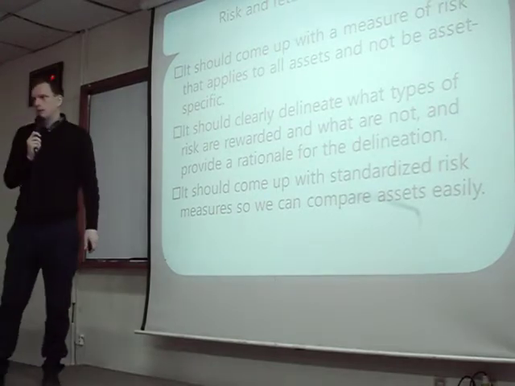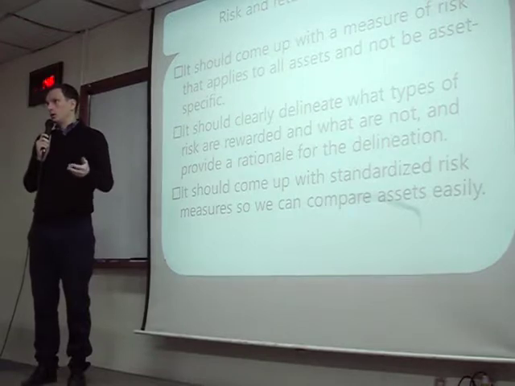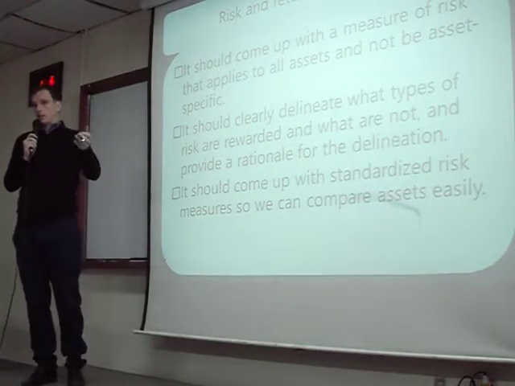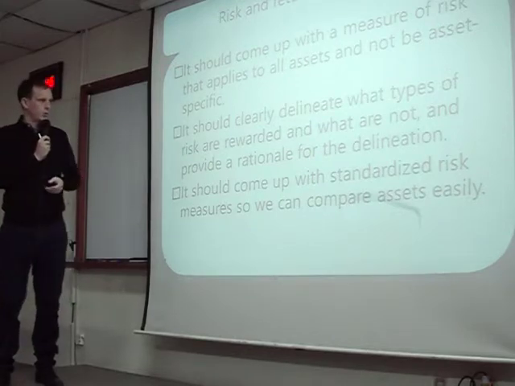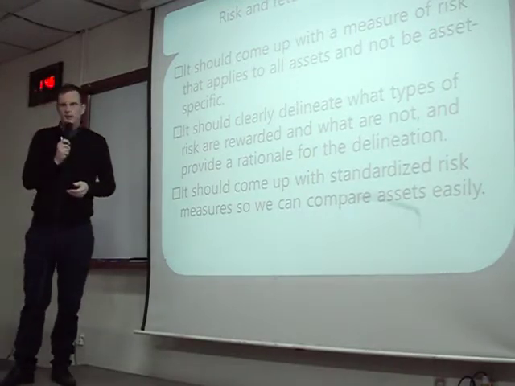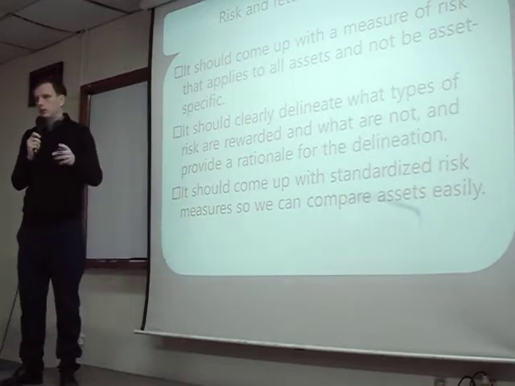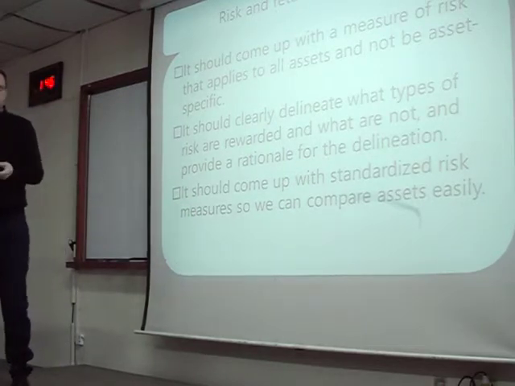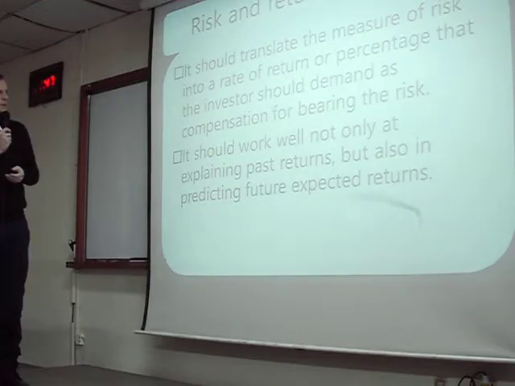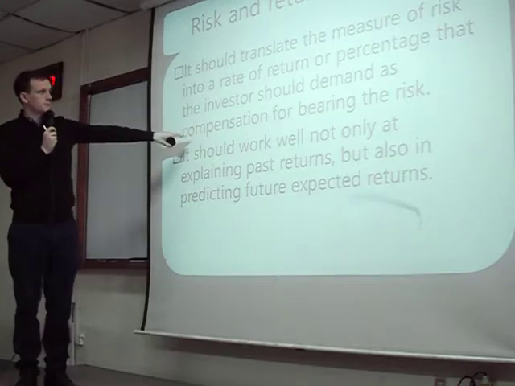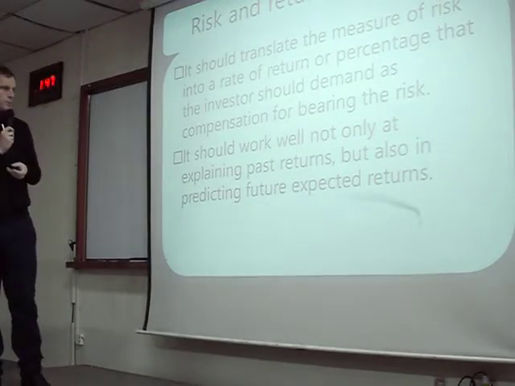When we're measuring risk, it should be able to measure risk across all assets. So risk of investing in gold or oil or stocks or houses, right? It should be a measure of risk we can use across everything. It should clearly define what types of risk are rewarded and what kind of risk is not rewarded, and provide a reason for this. And it should come up with standardized risk measures so we can compare assets, like oil, homes, stocks. We should be able to compare them with a percentage, so we get an idea every year. We can also compare that to the interest rate of the bank if we have a percentage number.